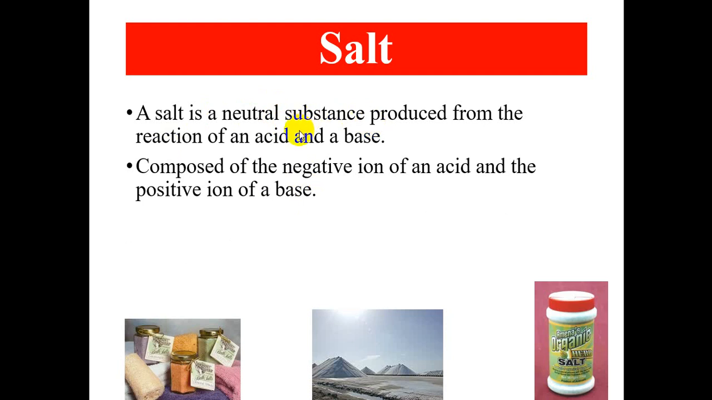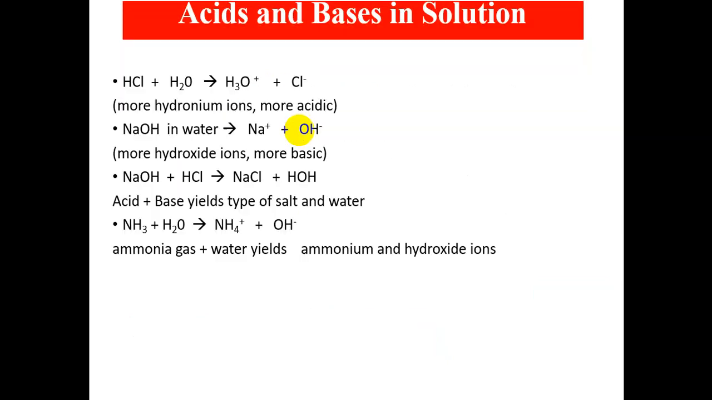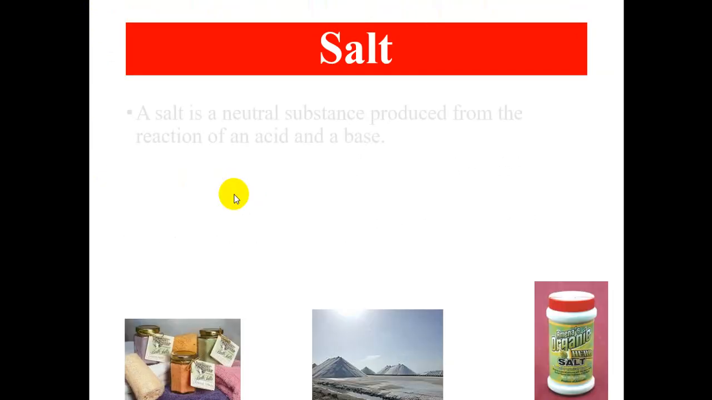So you can see from the previous slide, a salt is formed when this base, NaOH, which has an OH group, reacts with this acid, which has an H group. When they react, they form salt. That is, sodium chloride is salt. That's the salt we take in the house, plus water. So acid and base react to form salt.